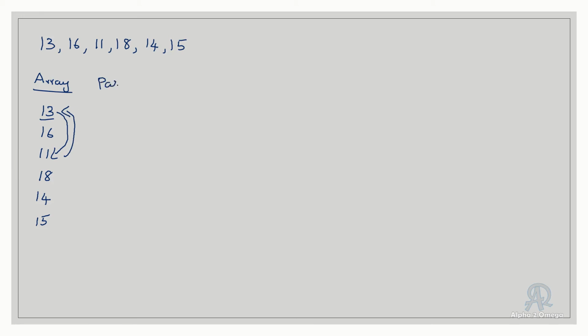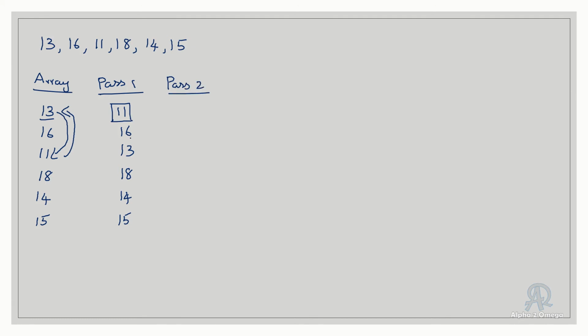Now this we call pass 1. 11 will come here, then 16, 13, 18, 14 and 15. So these two are swapped, isn't it? So my first element is sorted. Since it is sorted, we will put it in a box. Now we have to go to pass 2.